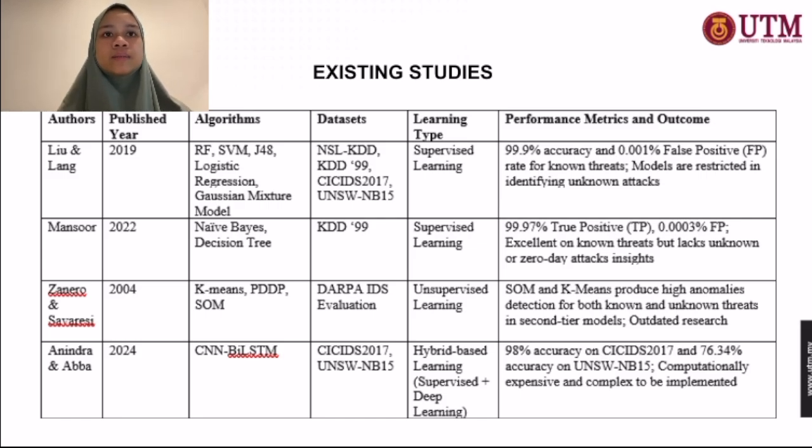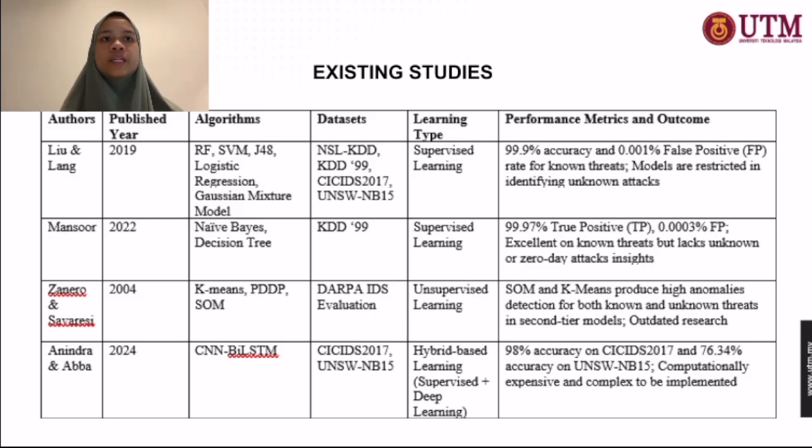Lastly, Anindra and Abbas' 2024 study introduced a hybrid approach combining supervised learning with deep learning using CNN and BiLSTM. They tested this on CIC-IDS2017 and UNSW-NB15 datasets, achieving 98% accuracy on CIC-IDS2017 and 76.34% on UNSW-NB15. While the hybrid approach proved effective, it's also noted to be computationally expensive and complex to implement, which might be a barrier for lightweight or resource-limited NIDS environments.